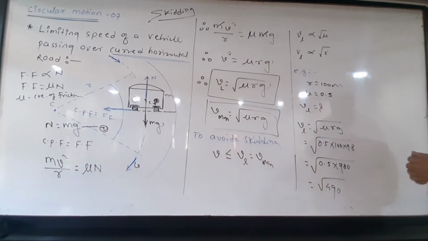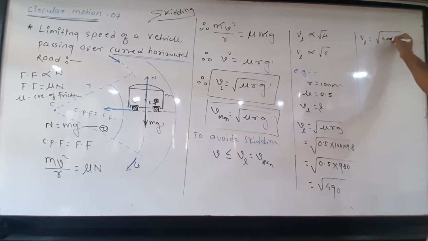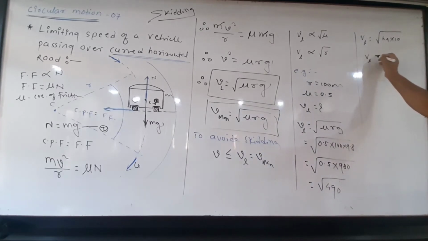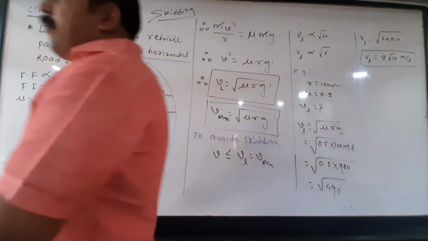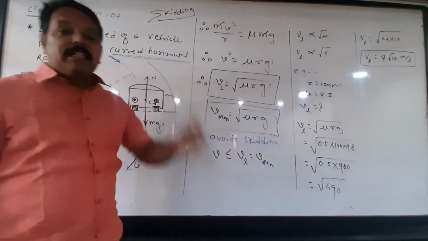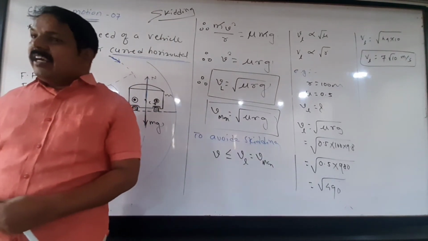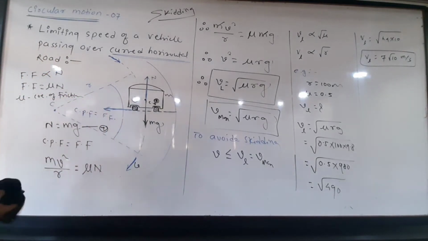Now we can say what the limiting speed is. Limiting speed is equal to under root 49 into 10. Therefore V_L is equal to 7 root 10 meter per second. This is the speed limit by which the vehicle can be driven on the road safely, without any accident or without any skidding of the vehicle. Is it clear? So this is one of the articles, called the limiting speed of a vehicle passing over the curved horizontal road.